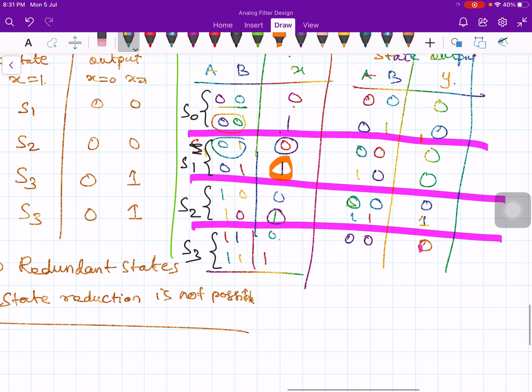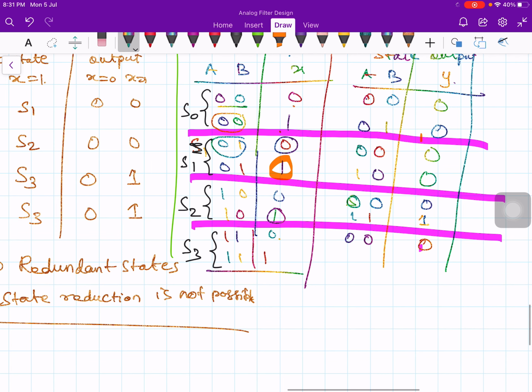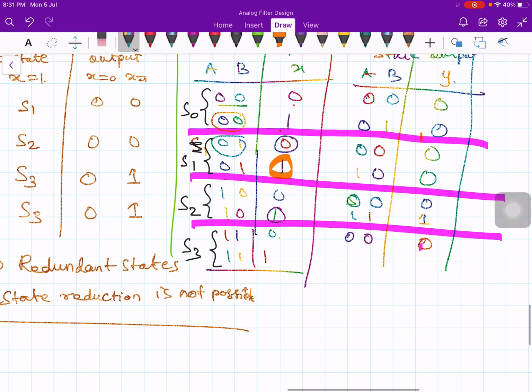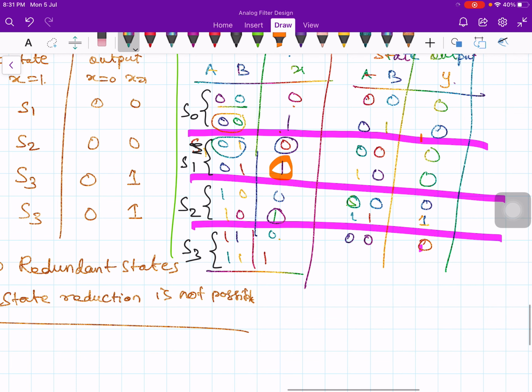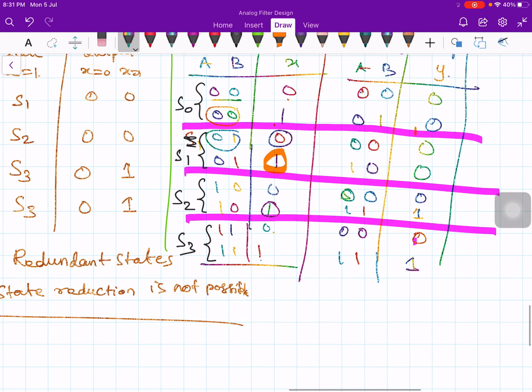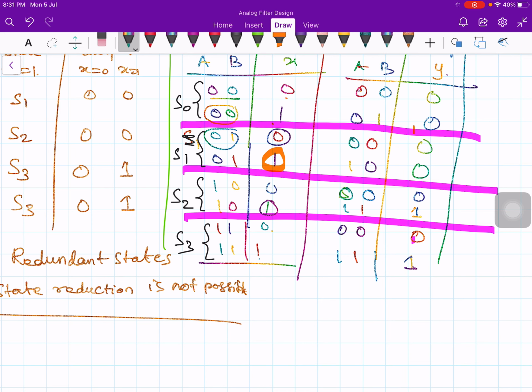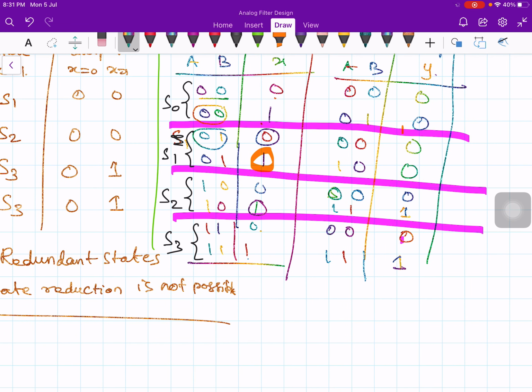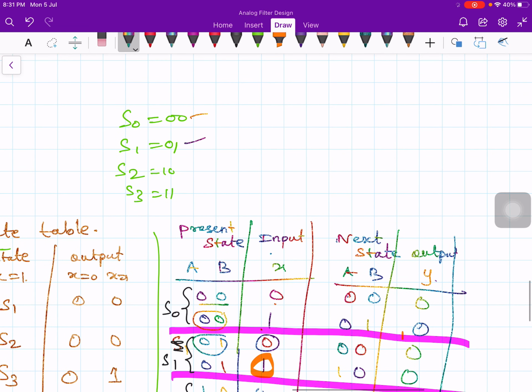One second, I got stuck somewhere. Okay, correct. And for 11, if the input is 1, you stay in state S3, 11, and your output is 1. That's it. So this is the state table derived from the state diagram with a sequential binary assignment. Sequential binary assignment means 00, 01, 10, 11. This is called a sequential binary assignment.